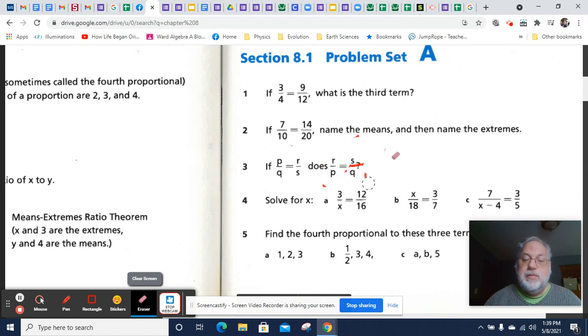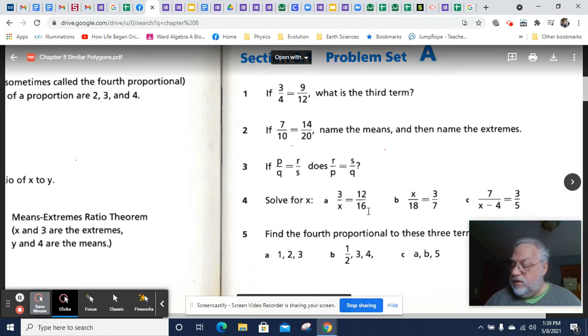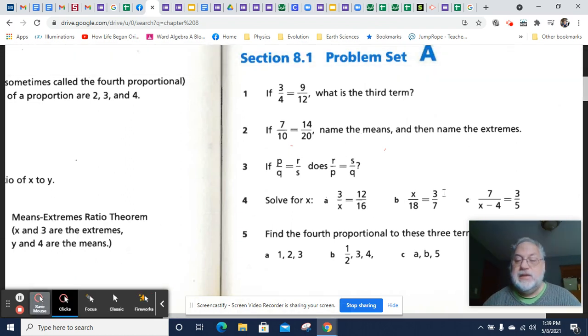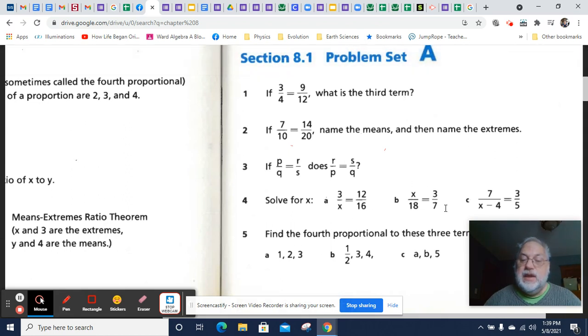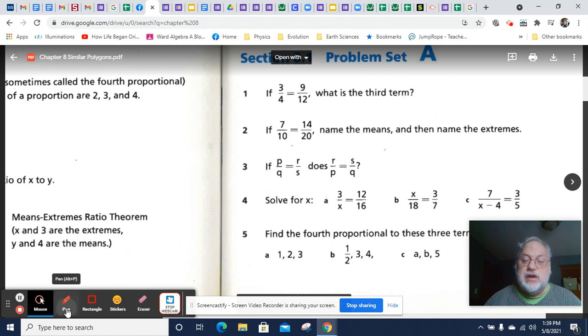Okay, now I'm going to not do the ones that you are needing to do. I'll do a different one. So on number 4, you're asked to do A and C. I'll do B. So we want to solve for X, and the way we solve for X is this. We multiply 18 times 3 and X times 7. Those would equal each other.